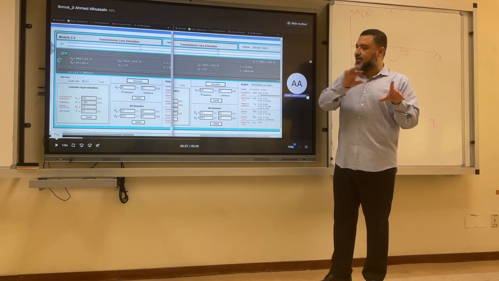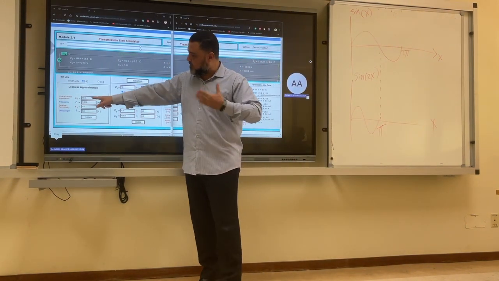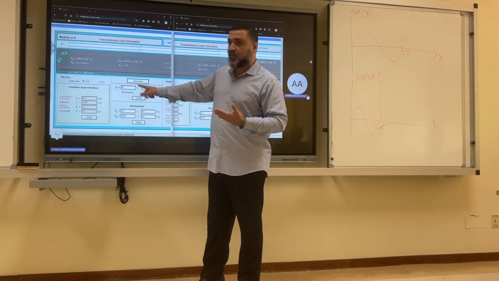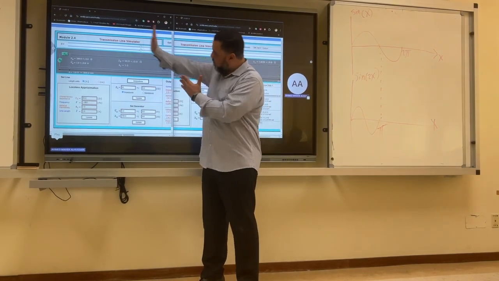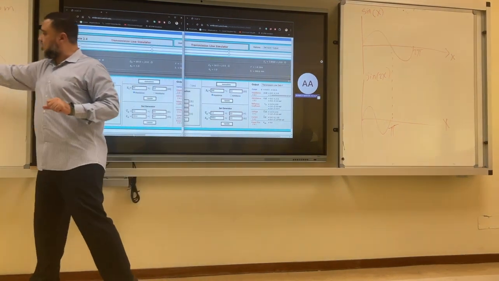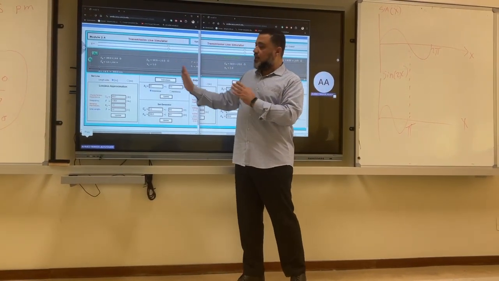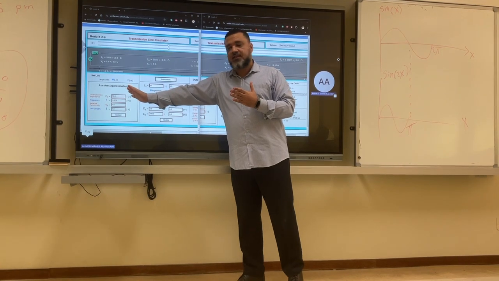If you go to the web link I always share, you will find this window. Here you can define the characteristic impedance and the load impedance. In this case, I will have the load equal to Z0, this guy equal to this guy. This means no reflection. So in this case, the load equals the transmission line impedance, and there is no reflection.